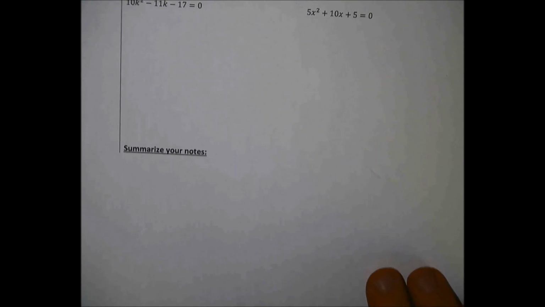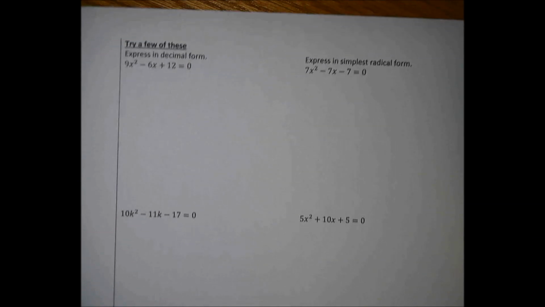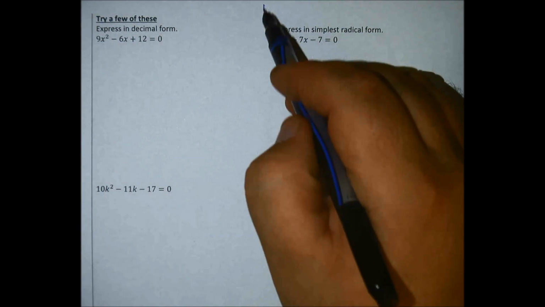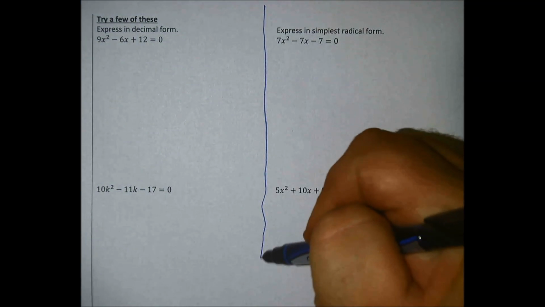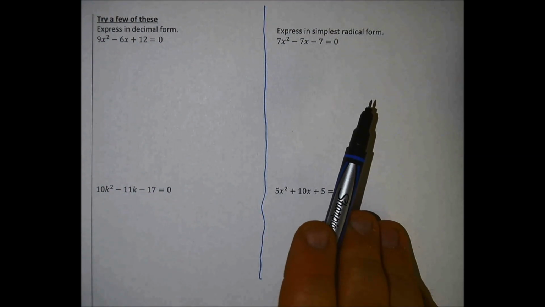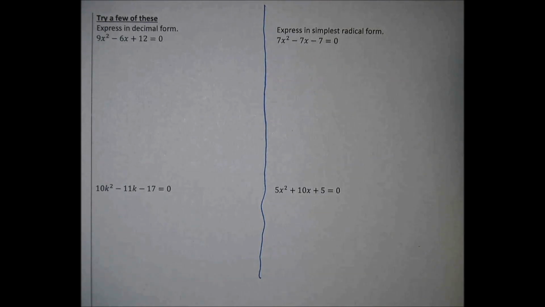All right. What I want you to do now is go ahead and pause the video, and you have 4 problems to solve. Okay. On the left-hand side, I want you to use decimal form, and on the right-hand side, use simplest radical form. All right. So go ahead and pause the video and give that a shot.